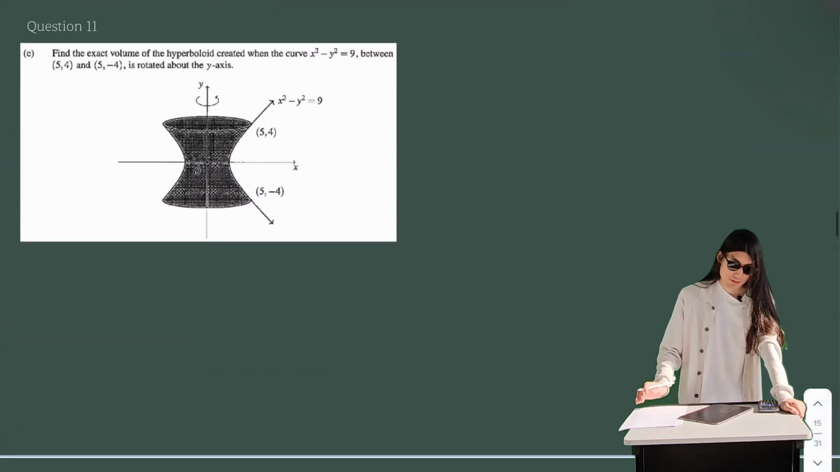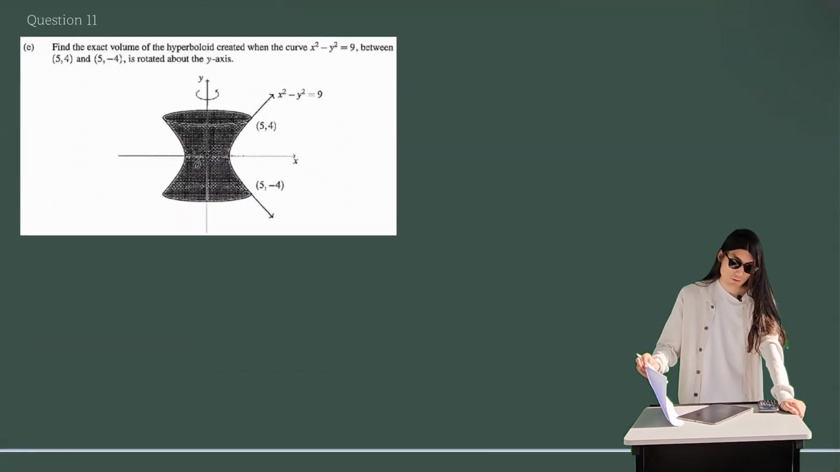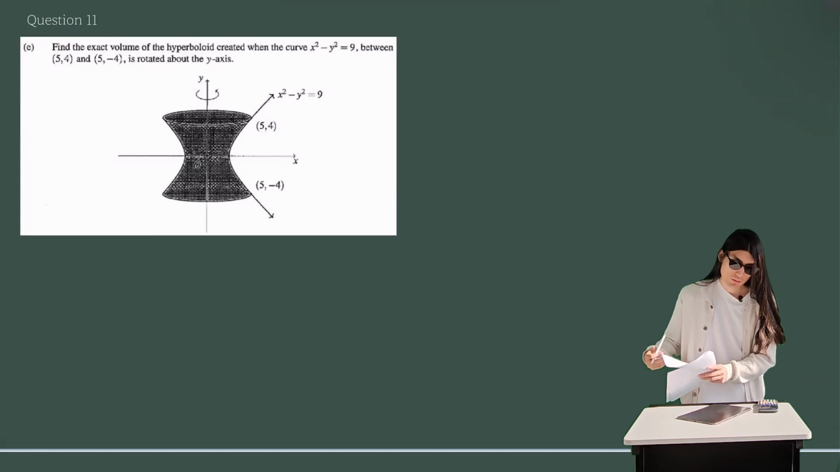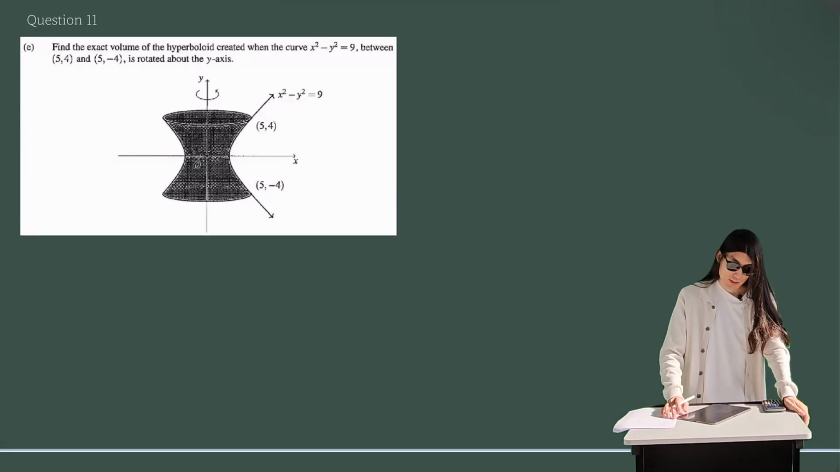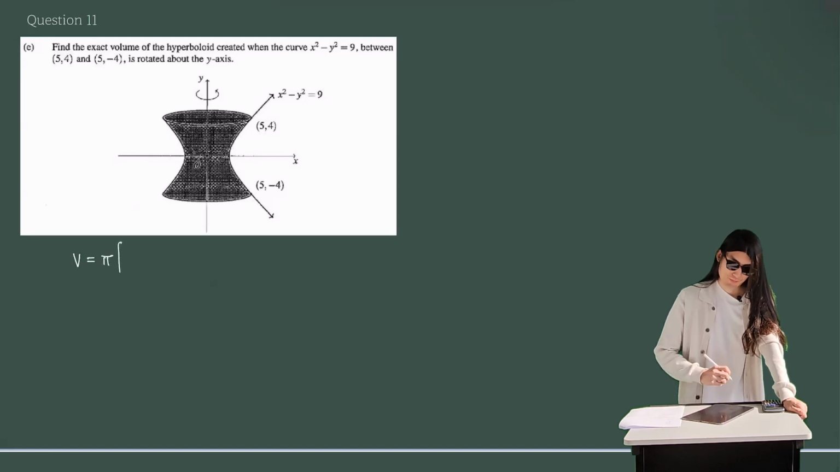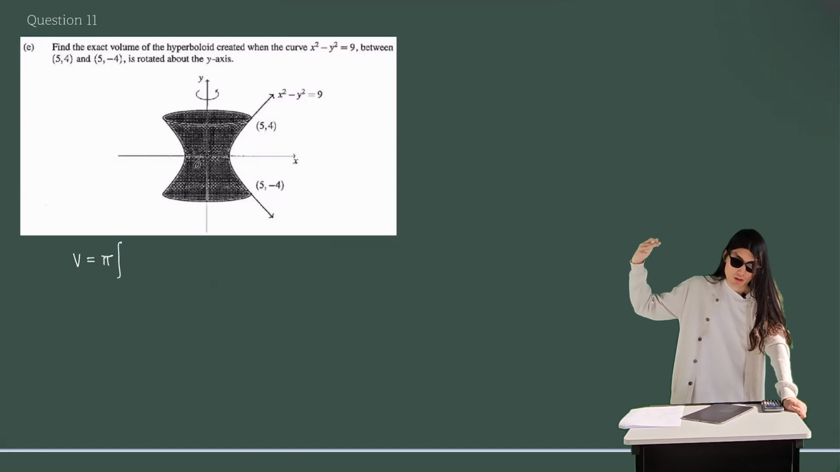Now, moving on to 11e, volume question. Find the exact volume of the hyperboloid created when the curve x squared minus y squared equal to 9 between the 2 points stated in the question is rotated about the y-axis. Well, then the volume of the solid formed by rotation is going to be given by pi times. Then your boundaries will just be minimum y, maximum y, wouldn't it? Because you're rotating about the y-axis.